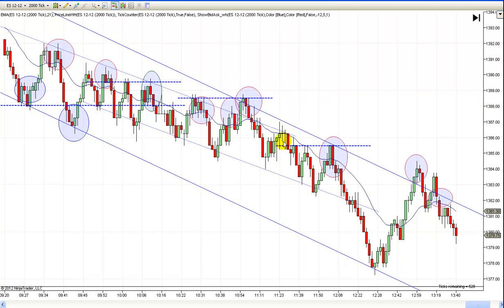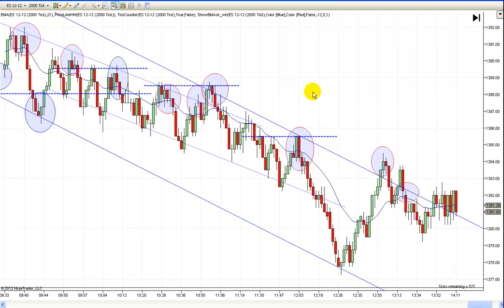But again, this is not a good setup. Too many overlapping bars. Nothing real, not a good bearish bar till right here. But then you got all those overlapping bars, and you see what happened. It broke lower and it snapped right back. So none of these are really good.